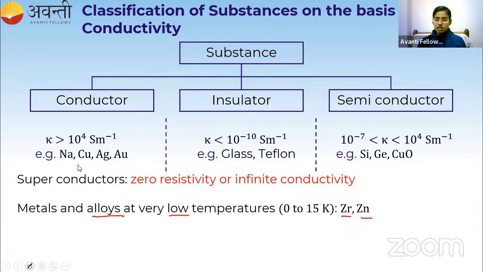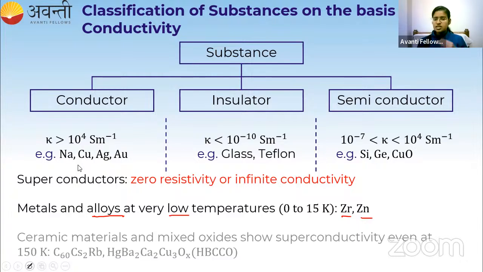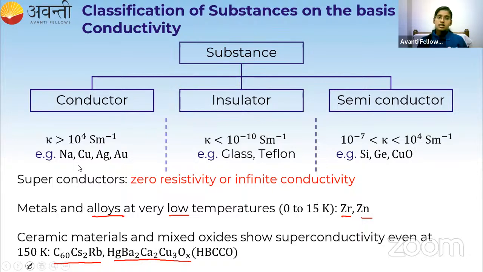Apart from this, some ceramic materials and mixed oxides also show the superconductivity property even at 150 Kelvin. 150 Kelvin is not a very low temperature, but these ceramic materials and mixed oxides can act as superconductors. Nowadays some researchers are working on this superconductivity topic. It is a very important thing for present days.